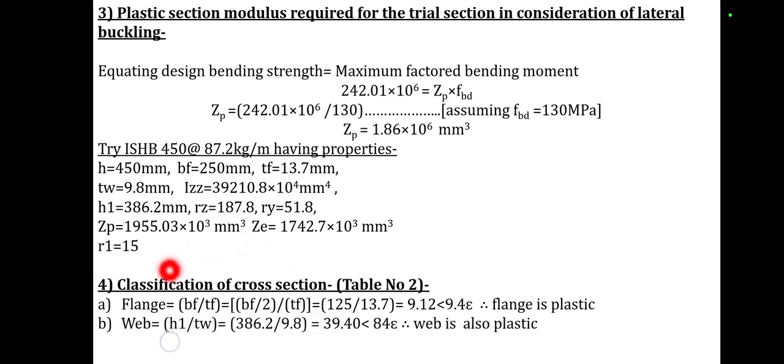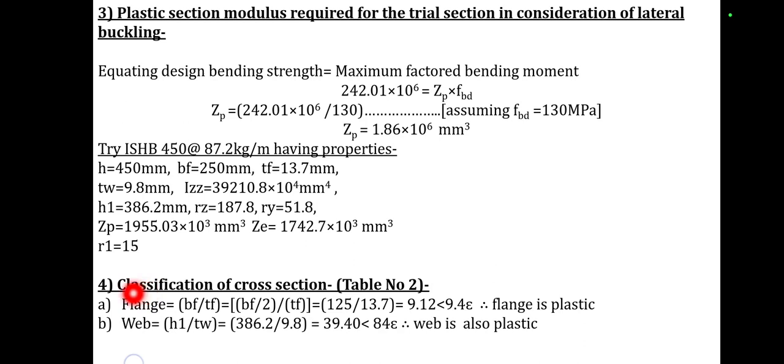Then from table number 2 we need to classify the section. Remember friends, as told in the previous lecture, this classification of cross section is very important, as we have to classify the section many times in the design of beam as well as in the design of columns and everywhere. It is a compulsory step. So here we have to classify the section in two categories. First is web criteria and second is the flange criteria.